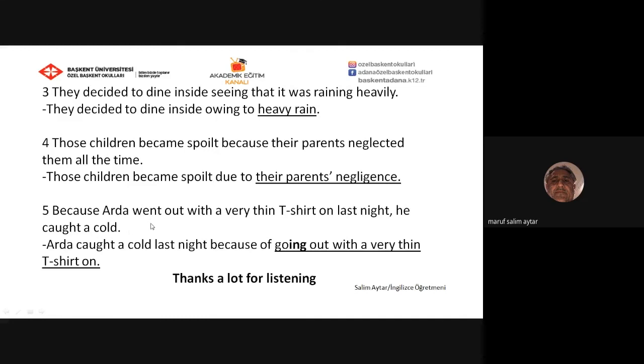5. Because Arda went out with a very thin t-shirt on last night, he caught a cold. See? Arda caught a cold last night because of what? We take the base form of went, this is go, we put ing after it, and we make it into a noun phrase: because of going out with a very thin t-shirt on.